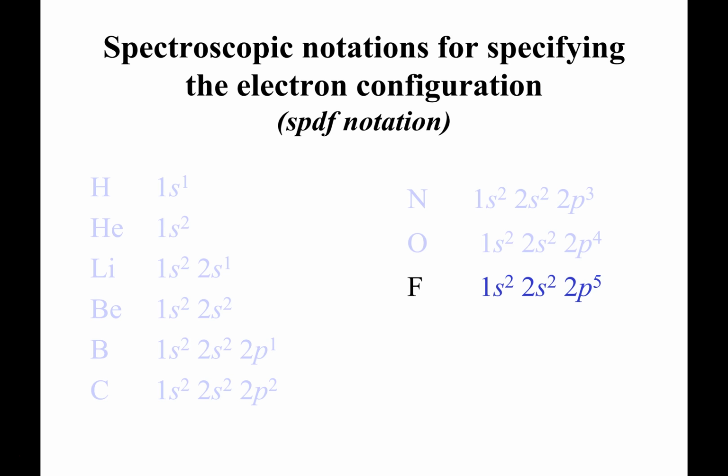So, fluorine, 1s2, 2s2, 2p5. And then neon, 1s2, 2s2, 2p6. And you can see the rare gas configuration. I'll talk about valence electrons coming up. Whatever your valence electrons are, can you see where we got 8? Because we have ns2, that's 2, plus np6, so 2 plus 6 is 8.